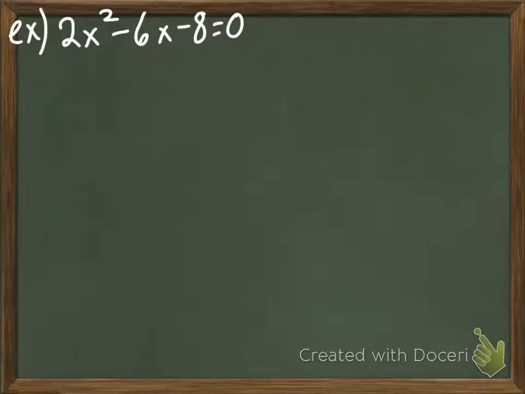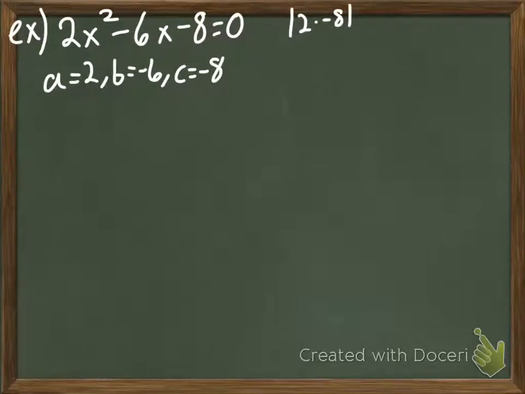So here we have 2x squared minus 6x minus 8 equals 0. What we should do is still write down what our a is, what our b is, and what our c is. It's just a good habit to get into. Now we're going to multiply our a times c, and we get positive 16. So we're still going to look at the factors of 16. So 1 and 16, 2 and 8, 4 and 4.